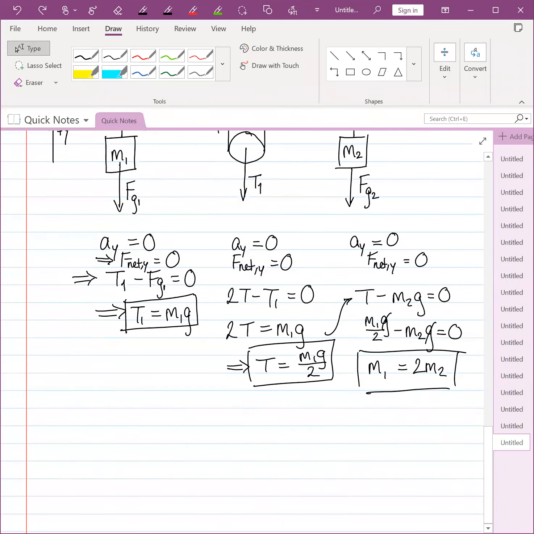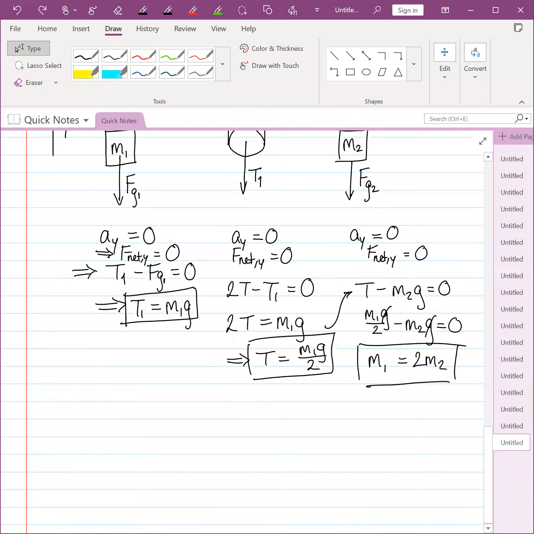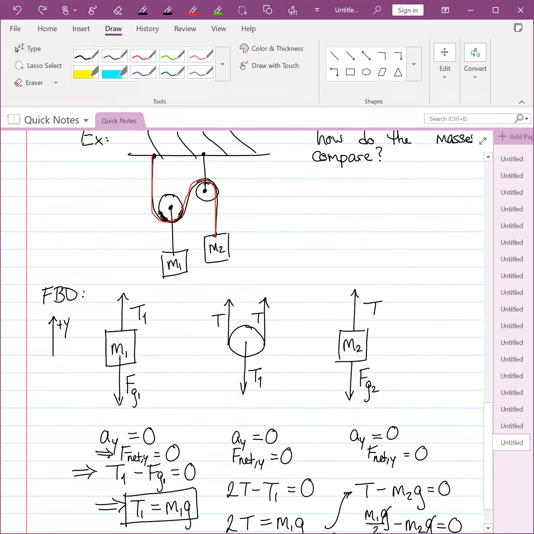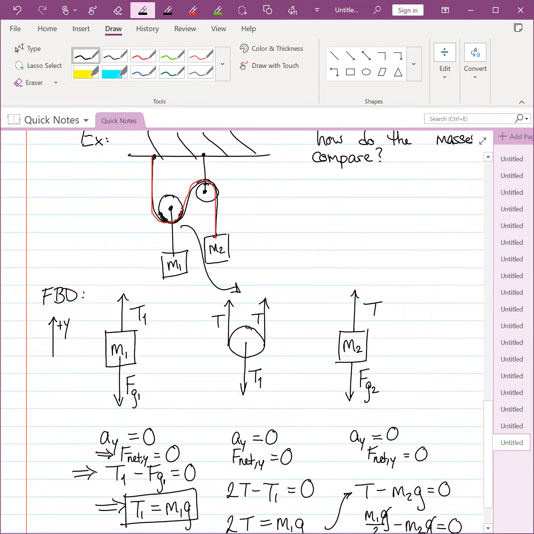So we'll come back to this example in a minute, or actually right now. But I want to talk about another concept. Which pulley is the middle? It's referring to this one.